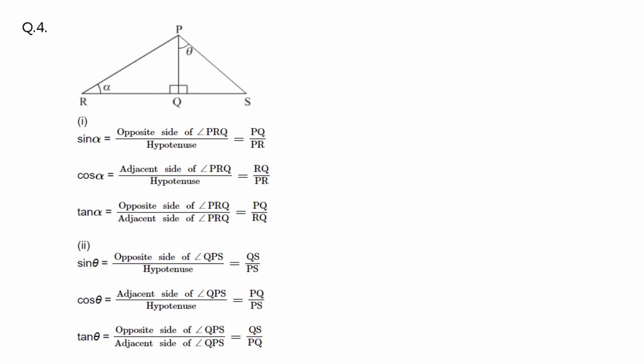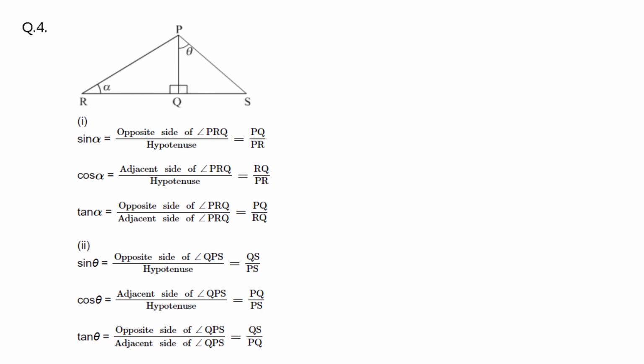Take the right angle triangle PQR. The given angle there is alpha. So the opposite side to this angle alpha will be side PQ. The hypotenuse will be PR. So the remaining side will be the adjacent side, which is QR, otherwise RQ.